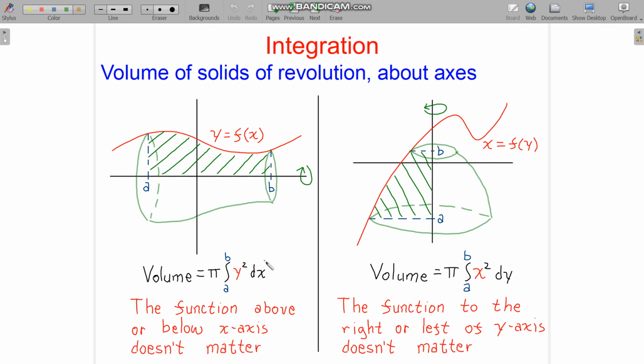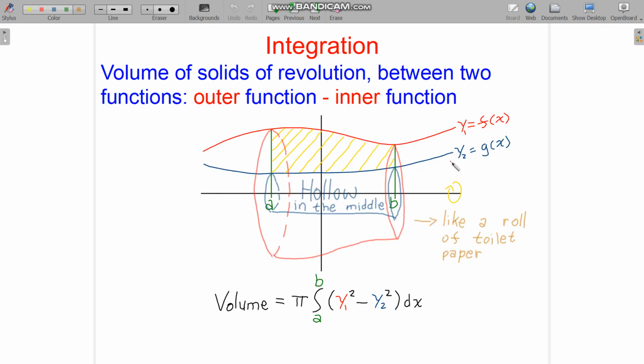It doesn't matter if the function is above or below the x-axis for this formula. And this is the same volume formula, but with respect to y, so x squared dy. If we have two functions, we do the outer minus the inner function. So we don't do upper minus lower, but we use the outer minus the inner.